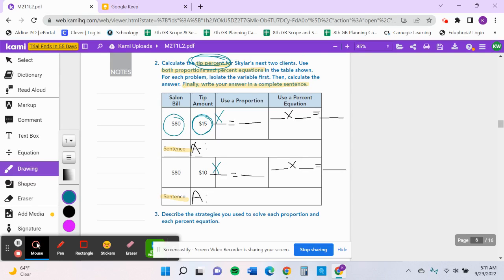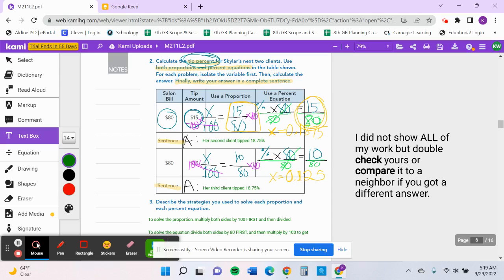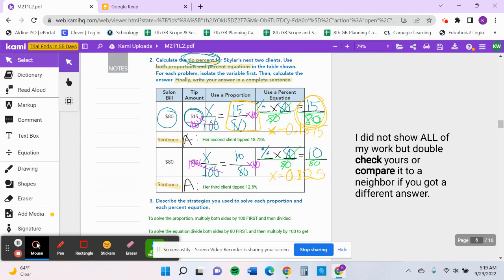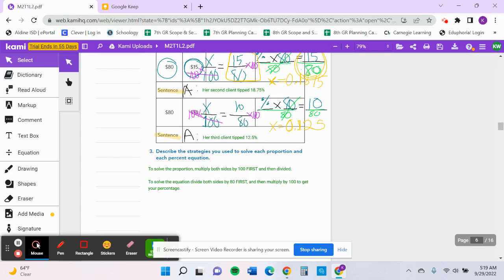Pause here. Let's go ahead and check our answers. For number 2, Skylar's second client tipped 18.75%. And Skylar's third client tipped 12.5%. And number 3 says describe the strategies you use to solve each proportion and each percent equation.